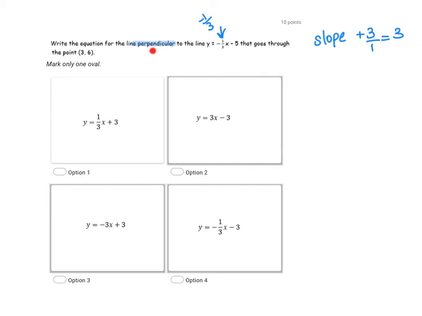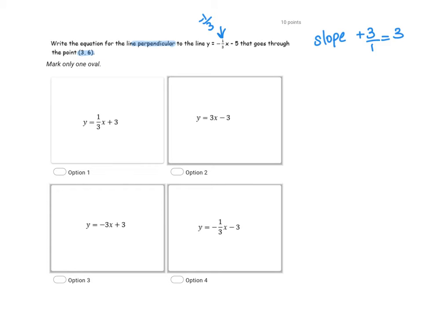So if I want a line that is perpendicular to this line, I have to find the slope of this line, and then the slope of the perpendicular is going to be the opposite reciprocal. So if this is negative, the opposite is going to be positive. If this is 1/3, the opposite is going to be 3/1, which is 3. So the slope is 3. And this line goes through the point (3, 6). So this is any point. It's not the special point, which is the y-intercept.